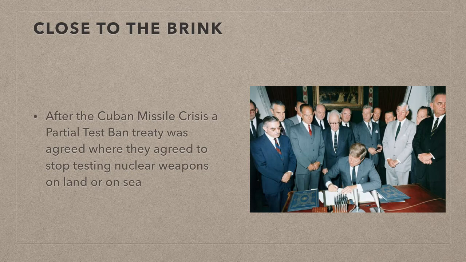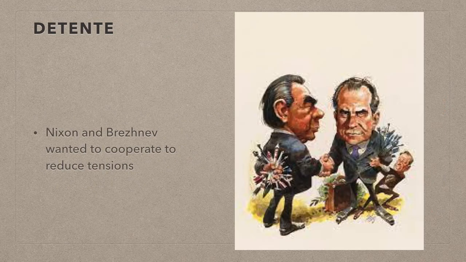A partial test ban treaty was agreed after the Cuban Missile Crisis, where both countries agreed to stop testing nuclear weapons on land or on sea. In the 1970s, the US and the USSR entered a period known as Detente, which means kind of like an easing of hostility or of strained relations.